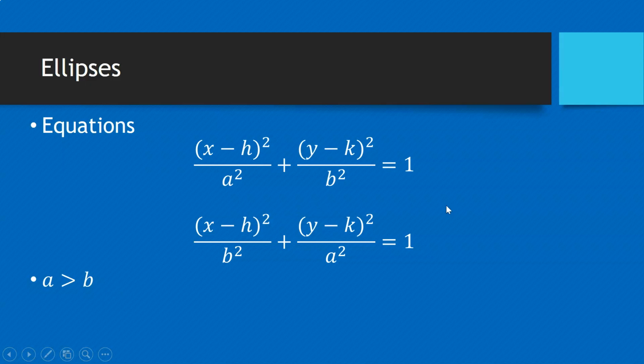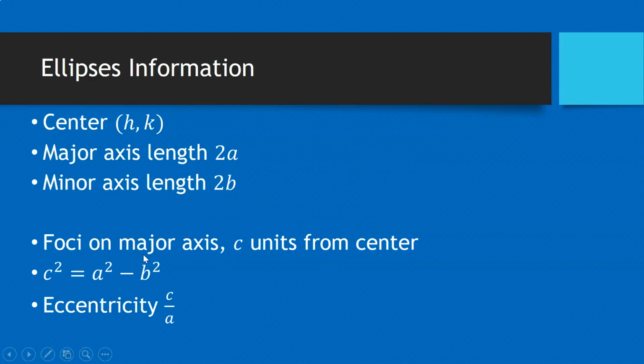So that's the idea. Now, the same types of things we're going to be looking for with ellipses that we looked for with circles and parabolas. I don't mean the same exact characteristics, but the same overall idea. Now, as far as ellipses go, we have a center, we have a major axis and a minor axis. We have foci on the major axis, c units from the center, where c is the number you get by taking the square root of a squared minus b squared. And then we have something called the eccentricity, which is c over a.